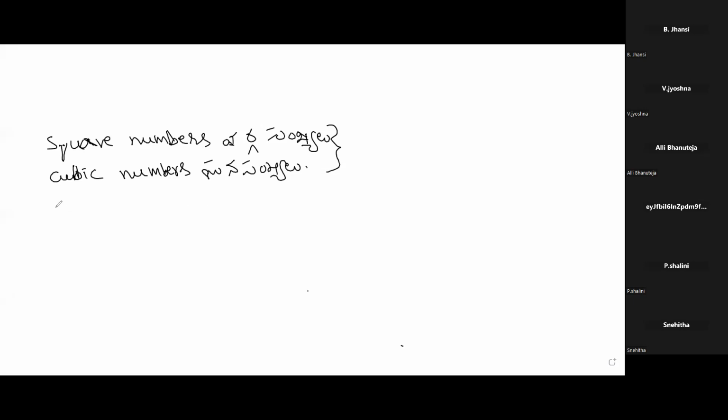Even numbers. Okay, what are even numbers? Can you tell me? What are even numbers? In Telugu we call them సరి సంఖ్యలు. 2, 4, 6, 8 etcetera. Even numbers are numbers which, when divided by 2, give remainder 0. When you divide with 2, you get remainder 0.